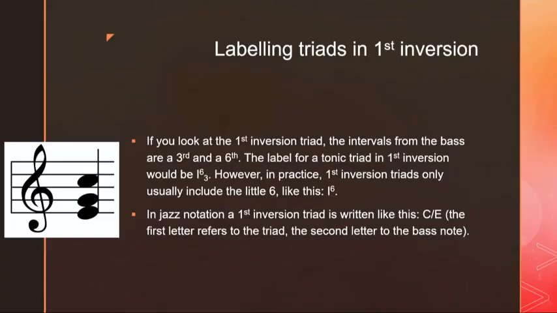In jazz notation, a first inversion triad is written like this. It's got a C, let's say we're working with the chord C, a slash, and then it tells us what the bass note is, E. Okay, so we've got the C chord, the slash tells us that the bass note is an E. So instead of playing C with your left hand on the piano, you would play an E. Okay, so that the bass is an E.